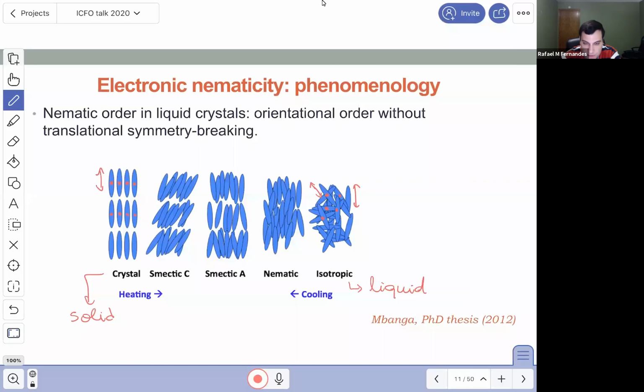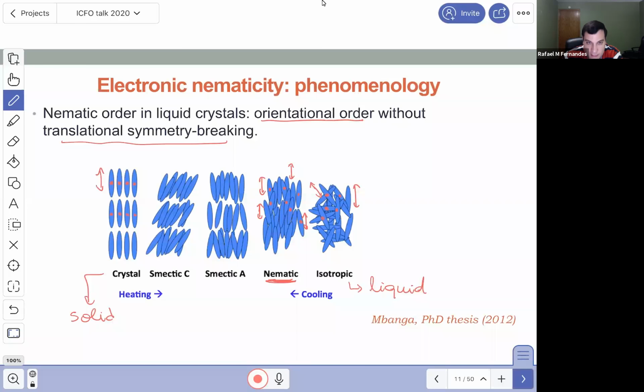Now, the beauty of liquid crystals, and this again is well understood in classical physics, is that you can have intermediate phases that are neither liquid nor solid, okay? They are the liquid crystalline phases. And perhaps the most famous one is the nematic phase. Here, as you can see, the center of mass does not form any particular pattern. So you do not have translational symmetry breaking. In other words, you do have full translational symmetry. But as you can see, these rods here, they more or less point in the same direction. So I have orientational order without translational symmetry breaking. Okay, so it's a property that is a mixture of a liquid and a solid.